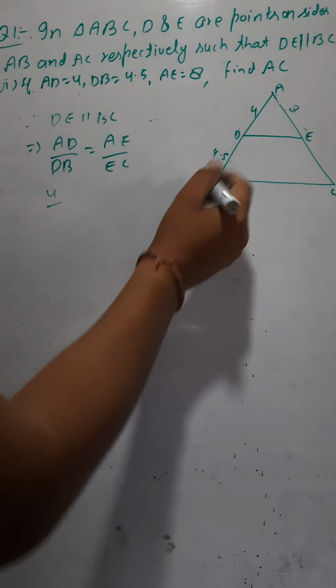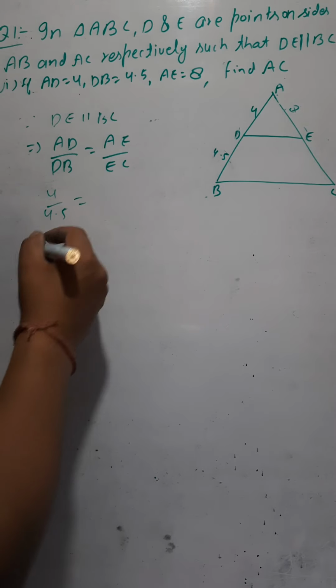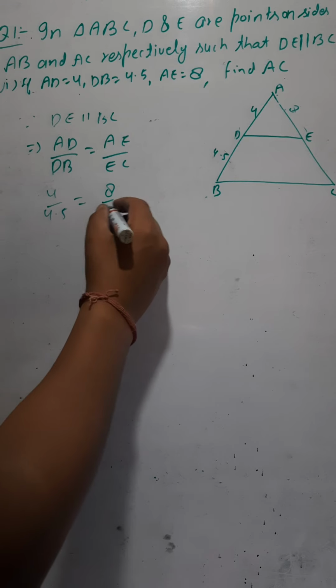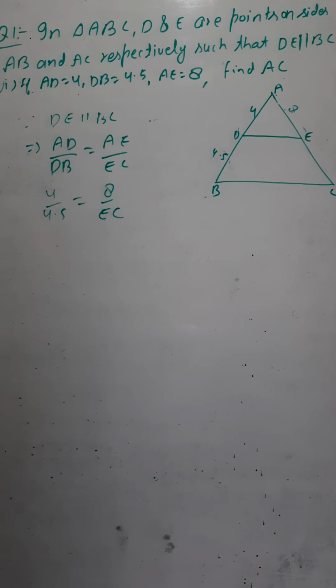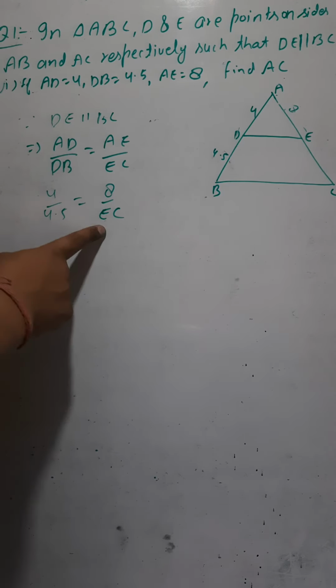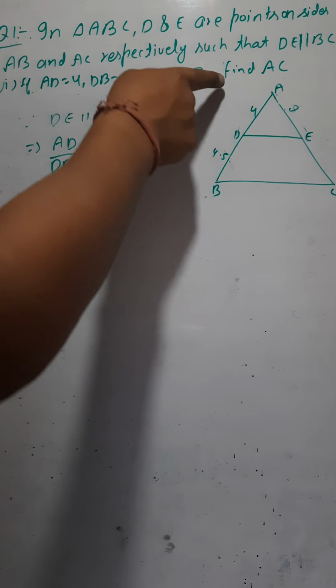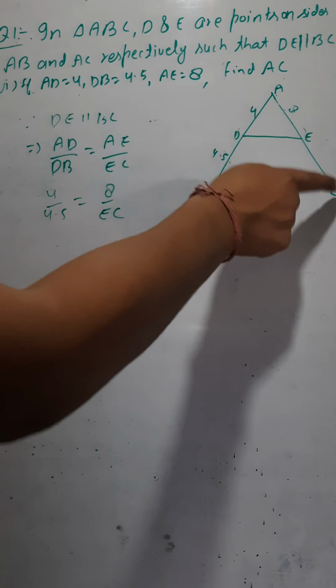4 by DB is how much? 4.5. It would be equal to AE, this is 8, and EC you would get here. If you are cross multiplying it, you would get the value of EC from here. But the question is what? Find AC, meaning this complete length you have to find out.